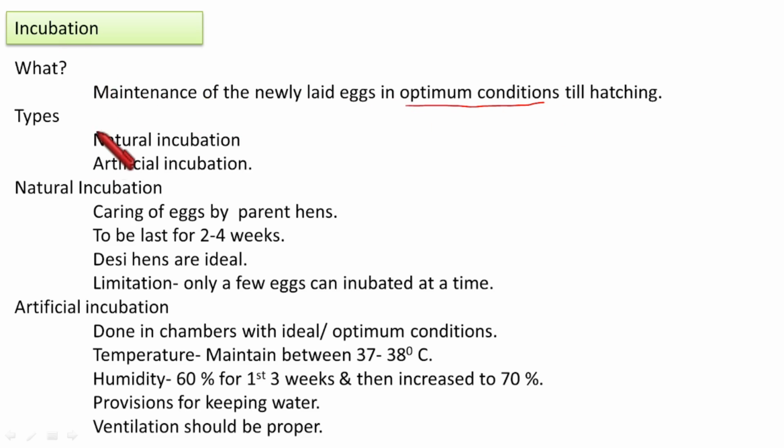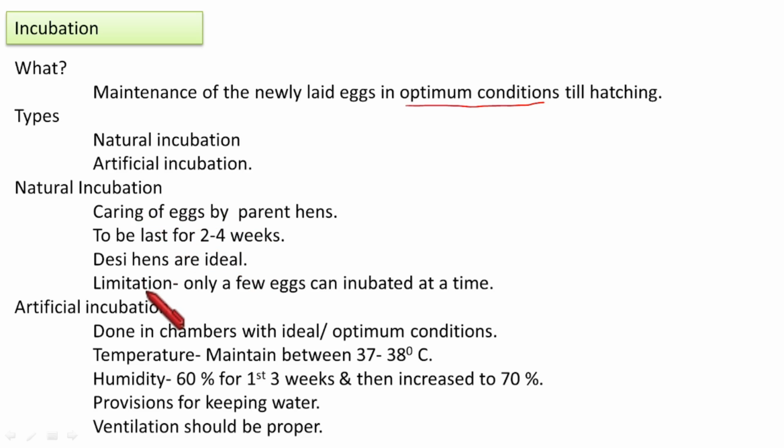Then which are the types of incubation? Natural incubation and artificial incubation. What is natural incubation? We know how naturally eggs are incubated to hatch by simply keeping a brooder hen over the eggs, and it will give warmth to those eggs and help the eggs to hatch. So that is the caring of the eggs given by parent hens. It takes 2 to 4 weeks. And desi hens, meaning indigenous breeds, are ideal for hatching the eggs.